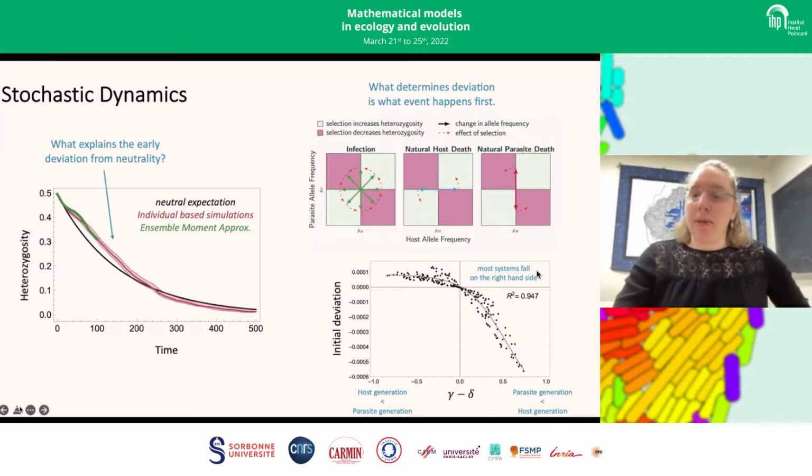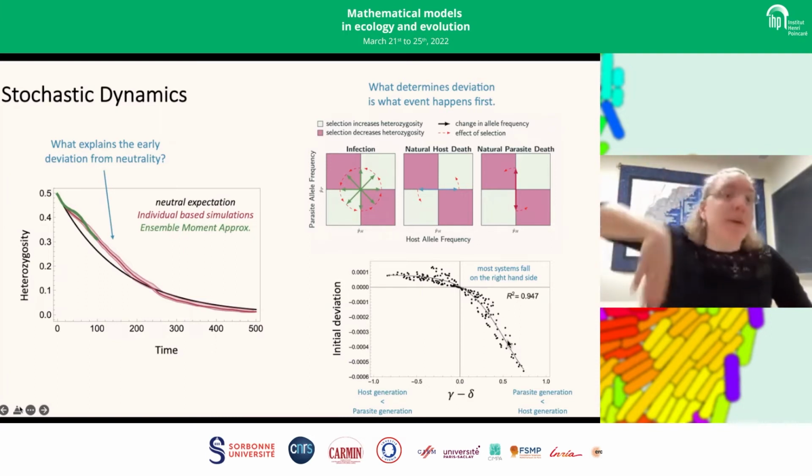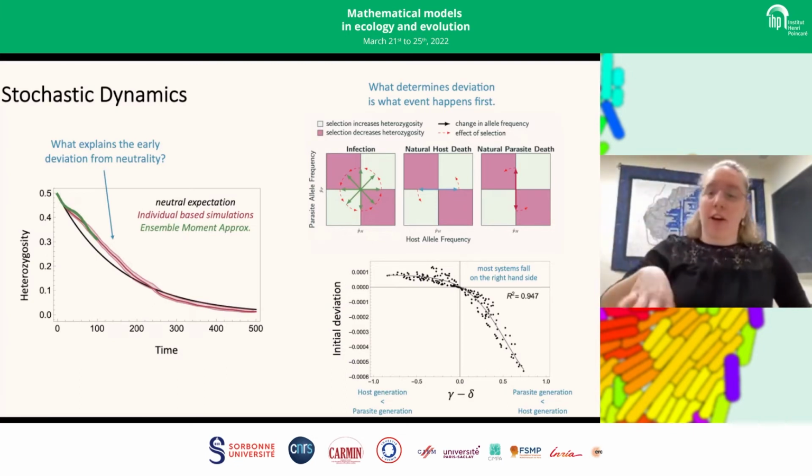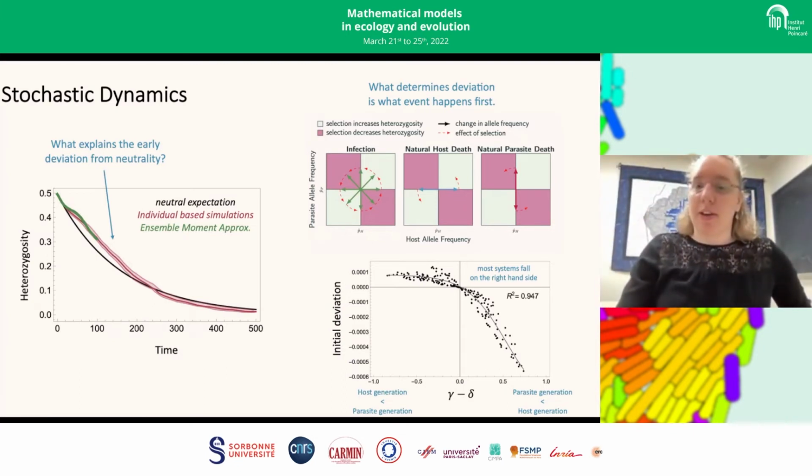So in particular, we're interested in the right-hand side of this plot over here, because that is when a parasite generation is shorter than a host generation, which is typically what we think is the case in the real world. And in that case, this initial perturbation will actually be to decrease heterozygosity below the neutral expectation.